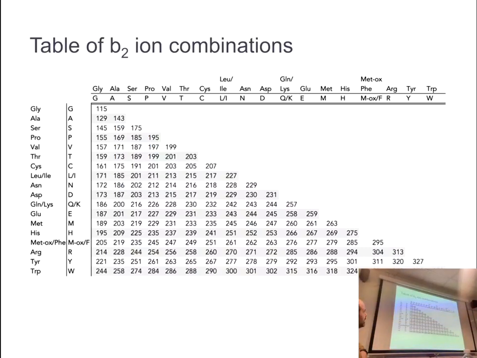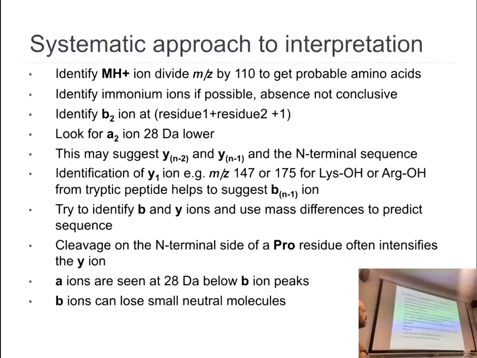Valine glycine is 157. Cysteine glycine is going to be 161. So the way you use this is you find peaks in your spectrum. Let's say you look at a 214. So you scan this and you're like, okay, 214 is arginine glycine, or 214 is, where is it, asparagine valine. So it gives you potential combinations. Again, that's another sort of hint.